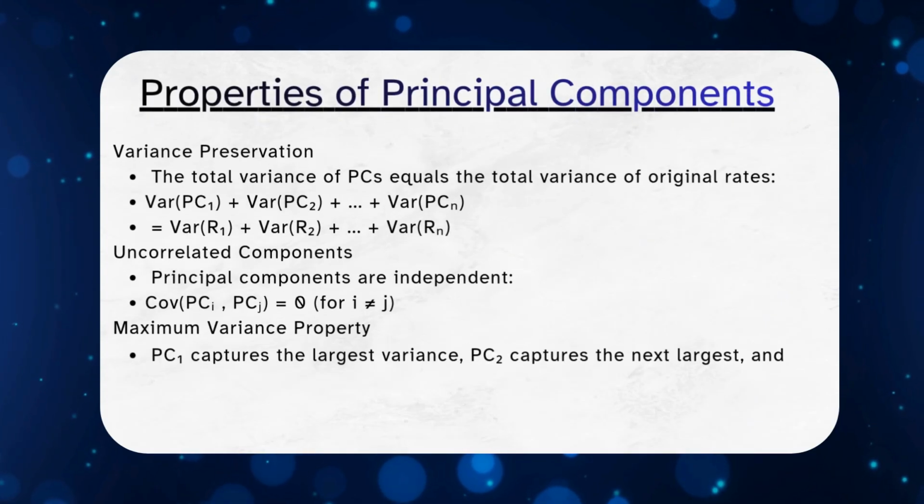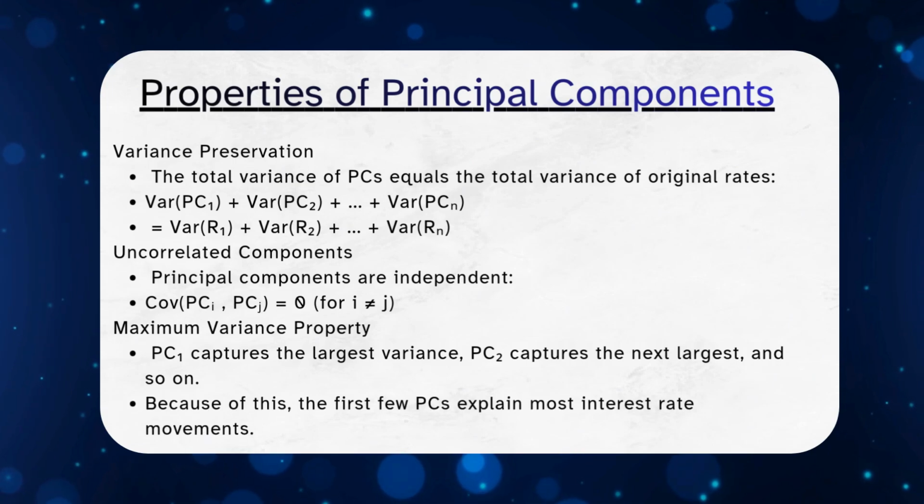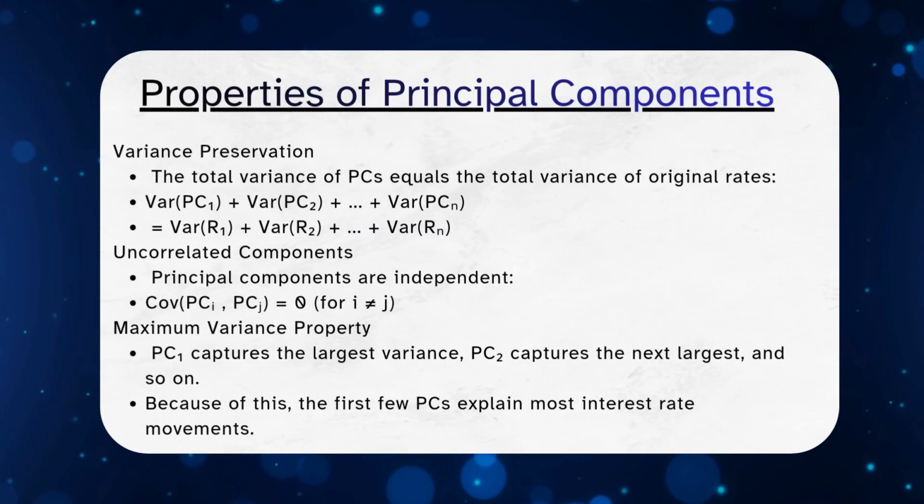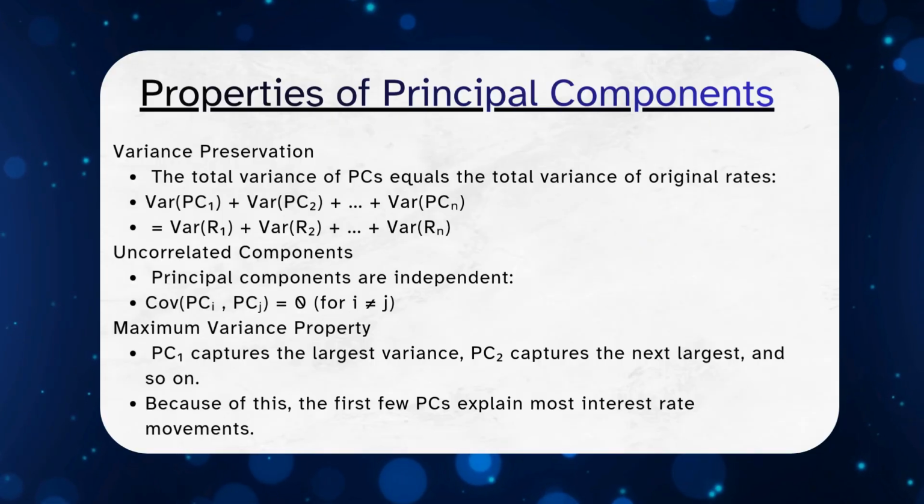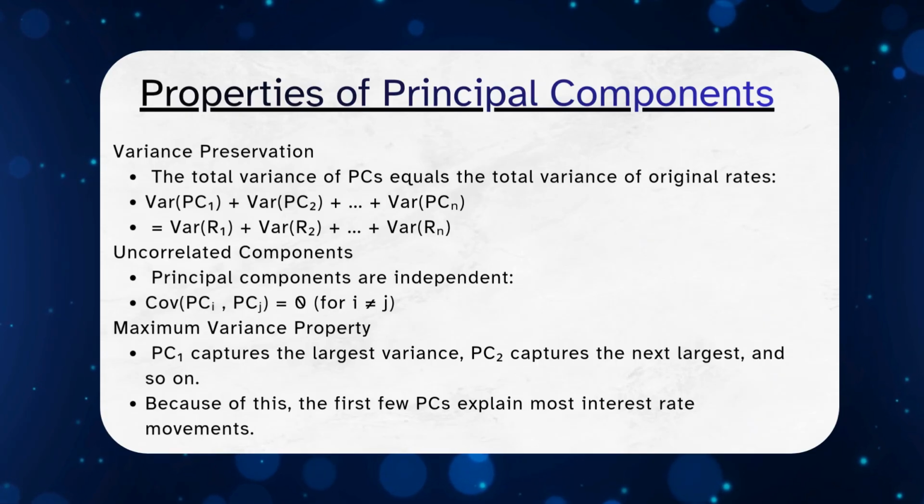Principal components have several important statistical properties. First, the total variance of all principal components is equal to the total variance of the original interest rates. This means PCA does not lose information. It simply reorganizes it into different factors. Second, the principal components are uncorrelated with each other. This means movements in one component do not affect the others, making risk analysis easier.